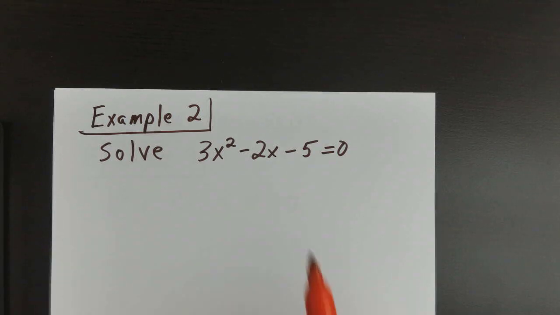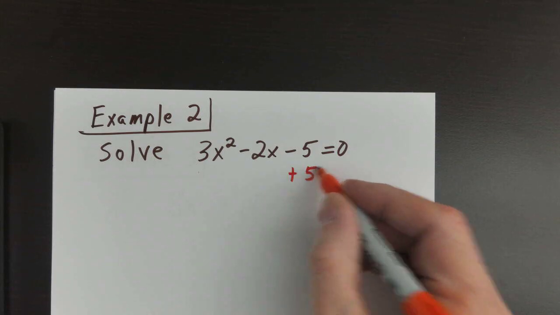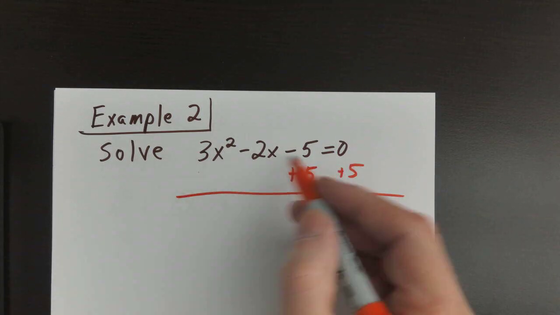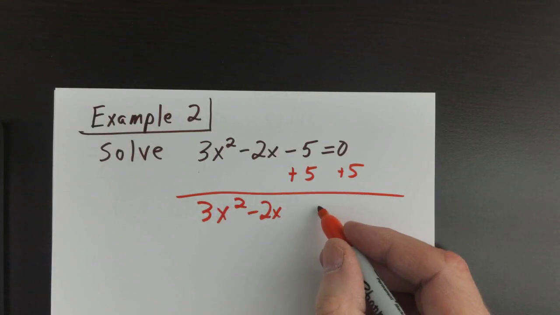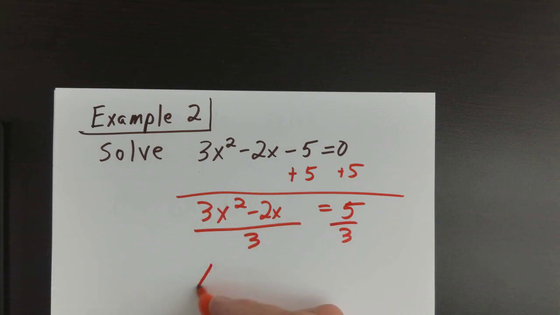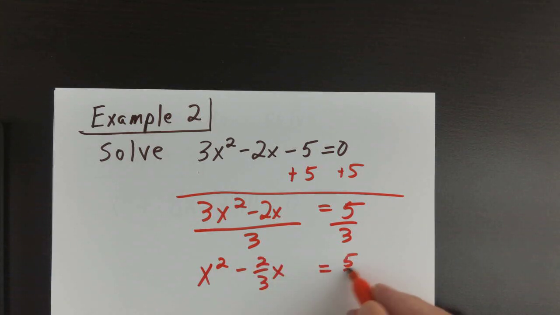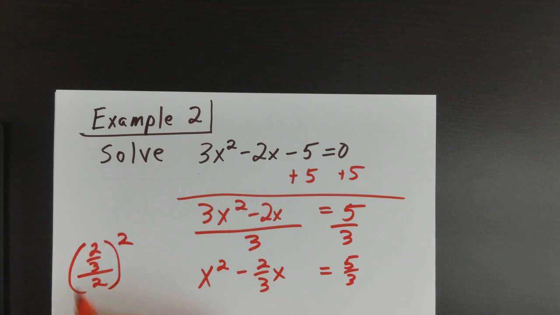And then example 2, I got one where we might have to do that dividing step. But let's first of all add 5 to both sides. We got 3x squared minus 2x minus 5 equals 0. Now I've got 3x squared minus 2x equals 5. And let's just divide through everything by 3. Then we have x squared minus 2/3 x equals 5/3. Okay. So we are going to take 2/3 divided by 2 and square it. It's actually negative 2/3, but when we square it, it's going to be positive.